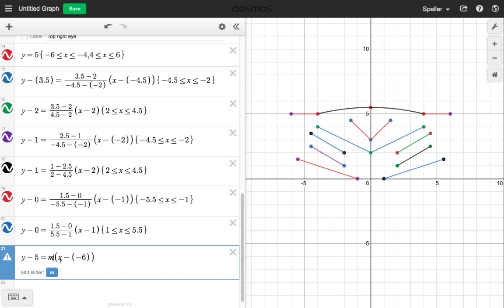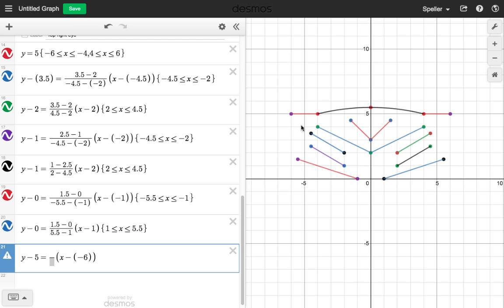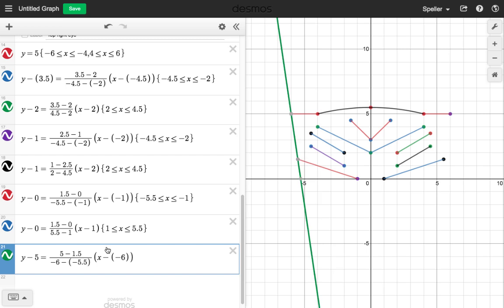All right, and then we have to figure out what the slope is to get down to this point here. So let's do 5 minus 1.5 for our numerator. All right, that's the difference in y values. And then let's find the difference in our x values, which is negative 6 minus a negative 5.5. So negative 6 minus, and in parentheses, negative 5.5. And again, let's do the domain here. The domain here, we see just the x values. It's going to go from negative 6 to the negative 5.5.